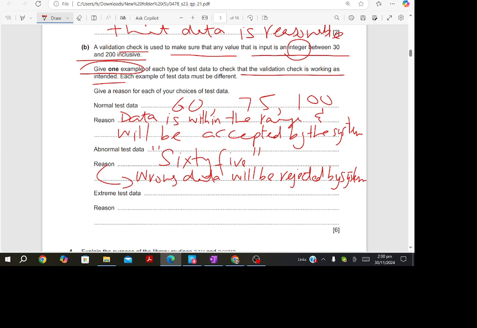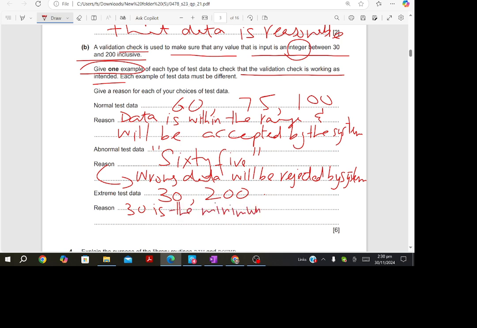Extreme data. We know what extreme data is: it tells us where the maximum and minimum value for data falls. So extreme data can be 30, extreme data can be 200, and the reason you can write is that 30 is the minimum value accepted by the system.